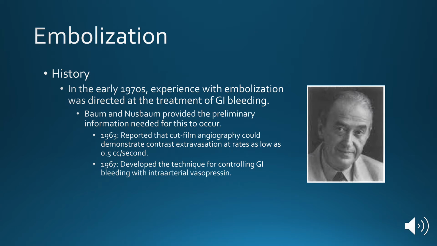Much of the work in the early 1970s was focused on the use of embolization to treat GI bleeding, and none of this could have happened without the work of Stanley Baum, who provided the preliminary information needed for this to occur. In the early 60s, he reported that cut film angiography could demonstrate contrast extravasation at rates as low as 0.5 cc per second. And in 1967, he helped develop the technique for controlling GI bleeding with intra-arterial vasopressin.